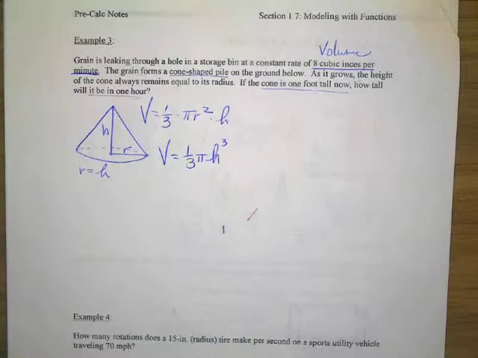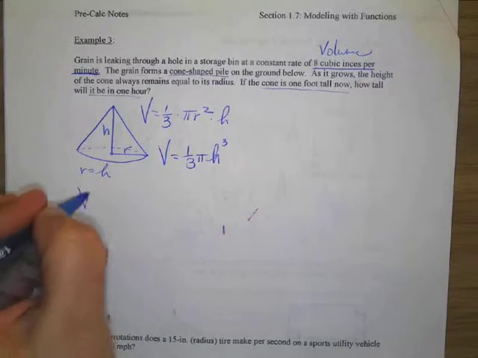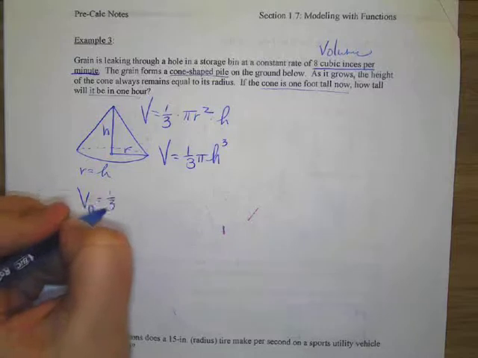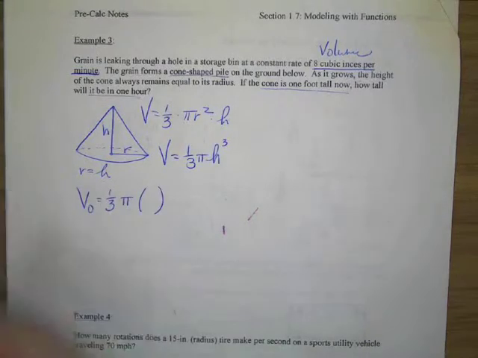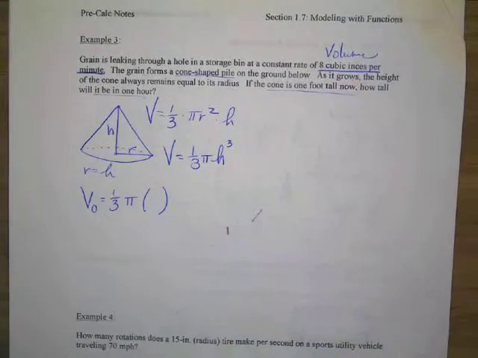So we know how tall is it right now? 1 foot. So can we figure out the initial volume of the cone? So initial volume, 1/3 pi. And we know what the height is, but be careful. They told us it's 1 foot. But what other unit of measure do we have to worry about? Inches. They told us it's growing 8 cubic inches per minute. So its height is 1 foot, but how many inches is that?